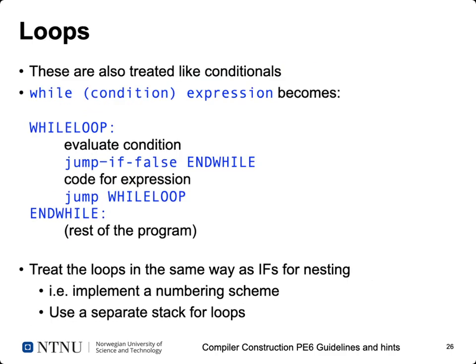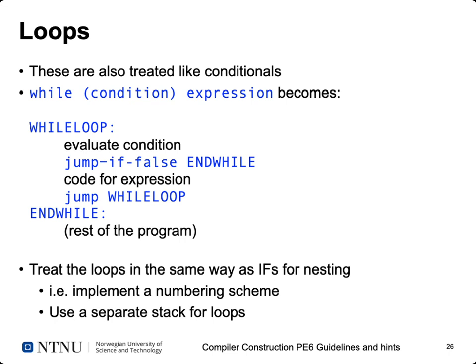Loops are treated like conditionals, so we have a condition inside of our brackets for a while loop, and then we have an expression. So essentially we generate a label for our while loop here, and the first action we do is we evaluate the condition, and if this condition is no longer true, we jump to the end of the loop, so to our loop label end while. Otherwise we just generate code for the expression and jump to the beginning of the loop. And remember that you have to re-evaluate the condition every time through the loop, so we need to generate this while loop label before we evaluate this condition here.